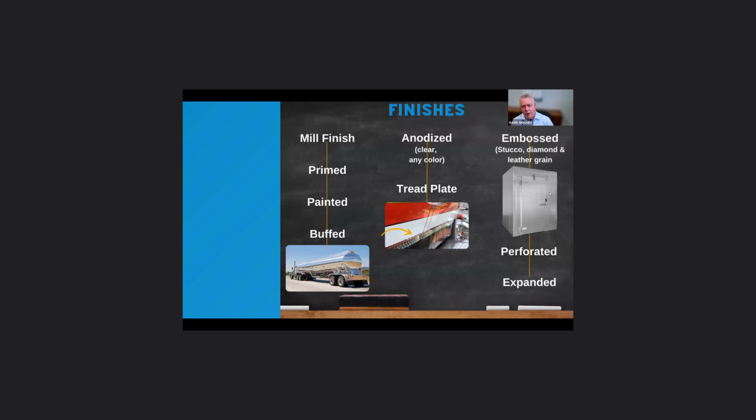Then embossed, where they're actually rolling a pattern into the aluminum. Typically, it's a stucco or diamond or leather grain feature, and like the photo shows up there, a walk-in cooler would be a great example of that. You put your fingers across and it's got kind of a coarse feel to it. There's also rigidized, perforated and expanded, and a couple of other options out there as well.